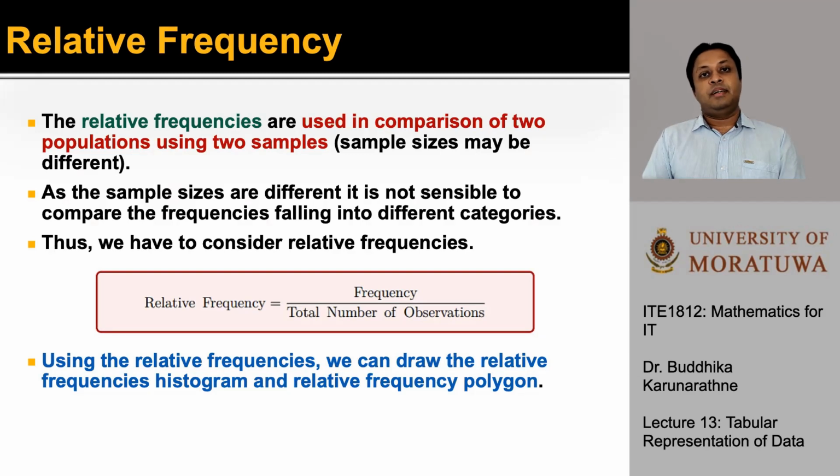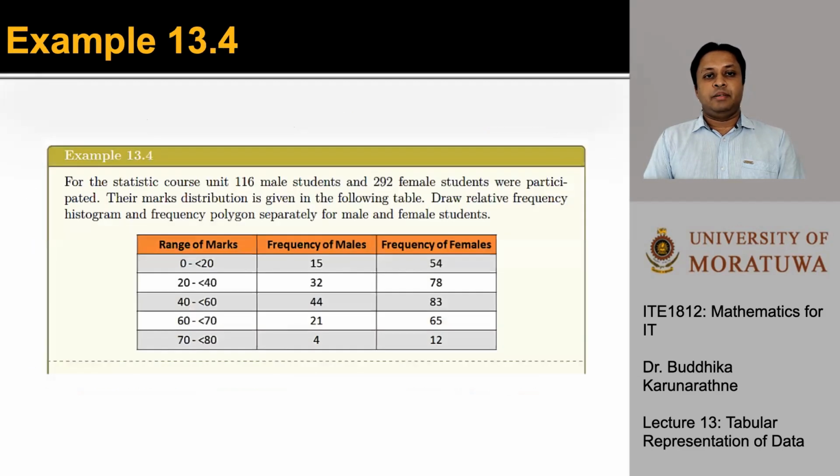As the sample sizes are different, it would not be fair or sensible to compare the frequencies falling into different categories. Therefore, we have to consider the relative frequencies. How is it calculated? It is calculated as frequency divided by the total number of observations. Using the relative frequencies calculated, we can draw the relative frequency histogram and relative frequency polygon. We will see how we do that.